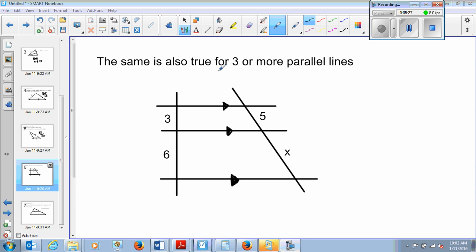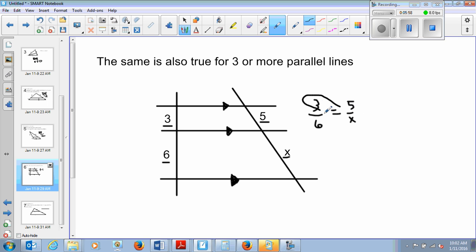This is also true for 3 or more parallel lines. Here we see that we have 3 parallel lines. When you see a situation like this, these segments are going to be proportional to these segments, or 3 is to 6 as 5 is to x. You may already know what x is going to be because you know the relationship between 3 and 6. We set up a proportion. 3 is to 6 as 5 is to x.